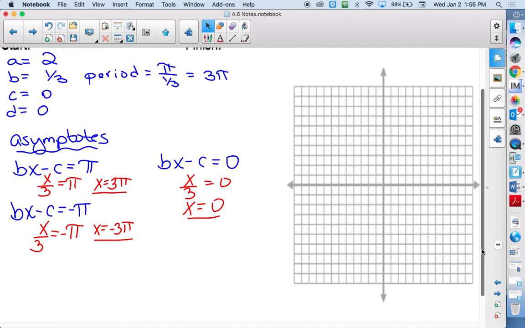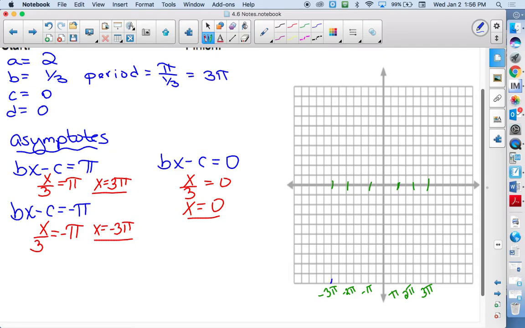So what do you think you could count by? Pi. I mean, we got 3 pi. So I'm just going to go over 2 boxes and call that pi. Another 2, call that 2 pi. Another 2, call that 3 pi. But it makes sense to probably count by pi's since you've got that as an increment. And then graph those asymptotes.